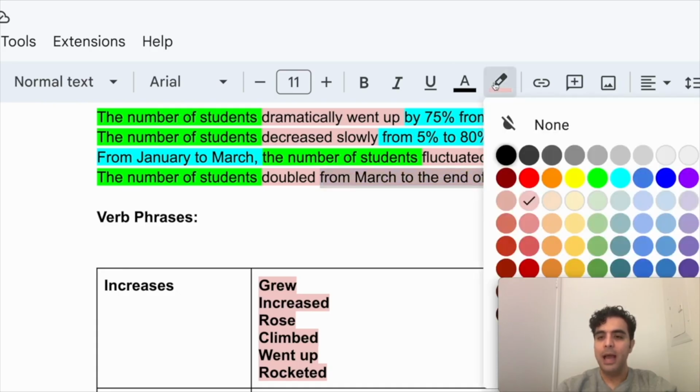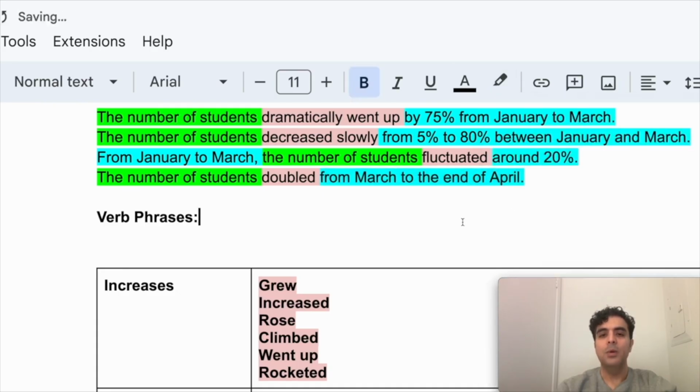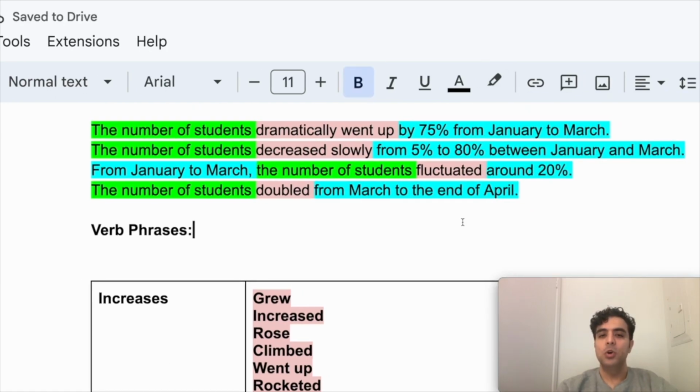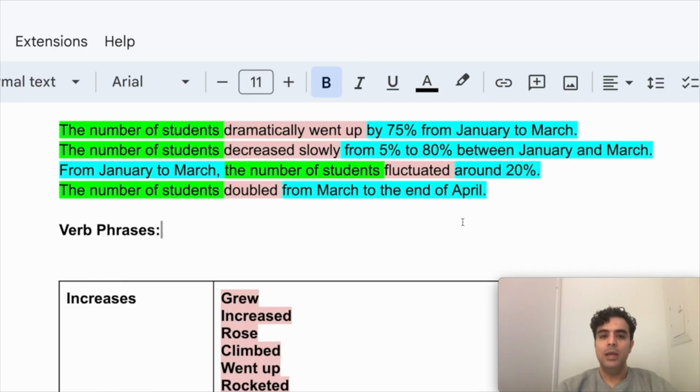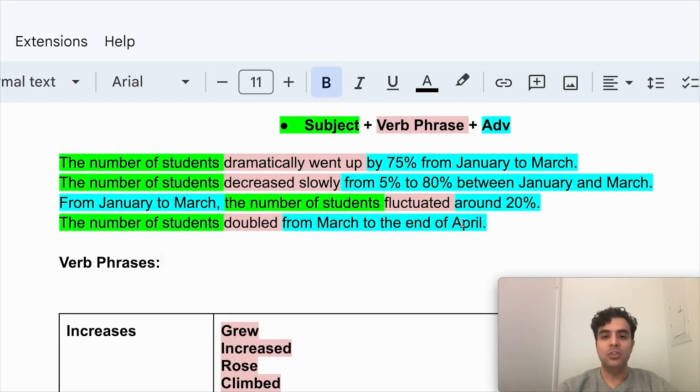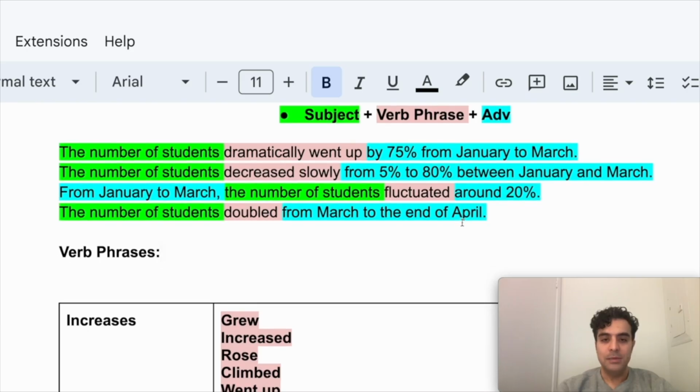We're going to highlight that in the same color that we used to highlight all of our adverbs, right? So as you can see, we have used the structures that we introduced, the first structure, the verb phrase structure, to write sentences describing increases, decreases, and also fluctuations.